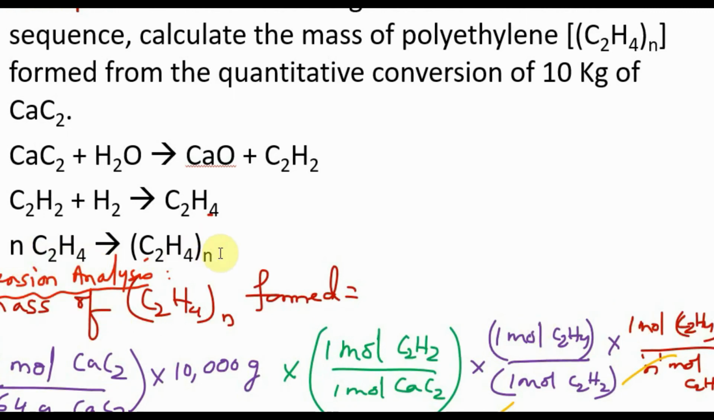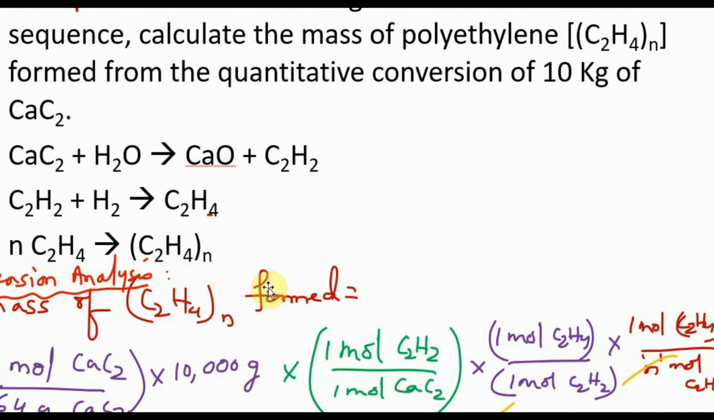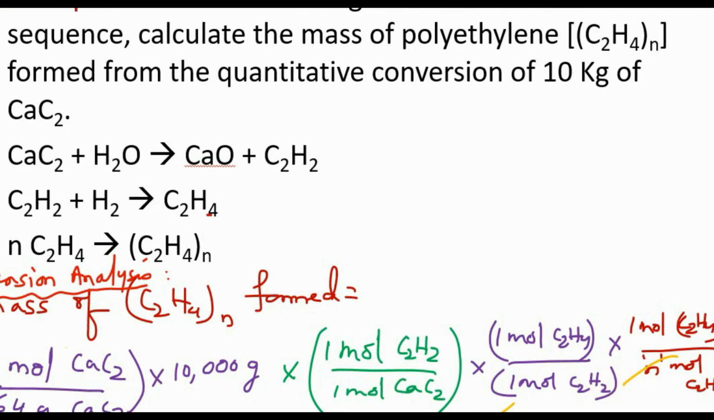N moles will give you 1 mole. So 1 mole will give you 1 by n, and that many moles into that. So 1 mole of polyethylene by n moles of ethylene, into the total number of moles of ethylene. So we have come to the end of the third and final reaction, but we have got the number of moles of polyethylene. We are going to find the mass, so ultimately we multiply by its molecular mass.